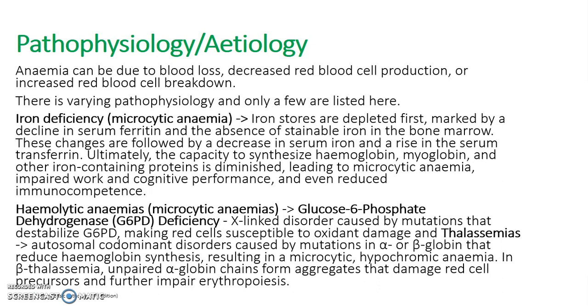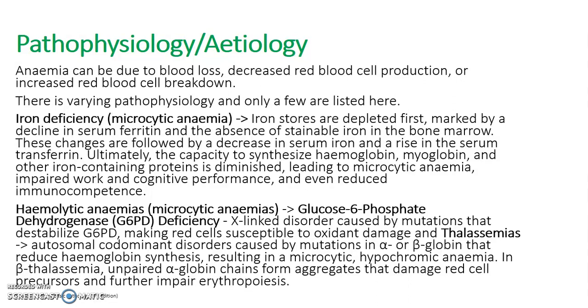And at the bottom, I've put the source, Robbins' Basic Pathology. It's a really good book that goes into a lot more detail about what causes the actual anemia. So in iron deficiency, ultimately the capacity of the red blood cells to synthesize hemoglobin, myoglobin and other iron-containing proteins is diminished, and that leads to microcytic anemia and eventually will lead to impaired cognitive performance and maybe even reduced immunocompetency.